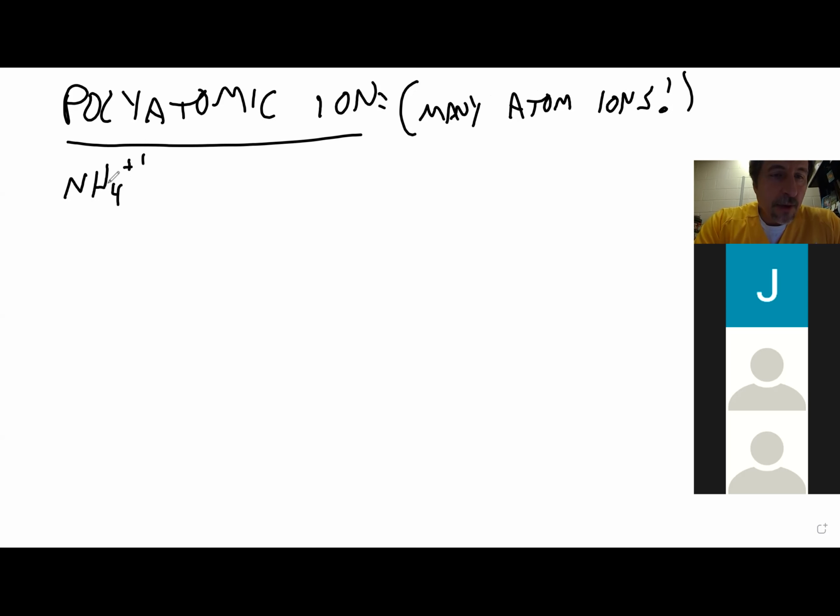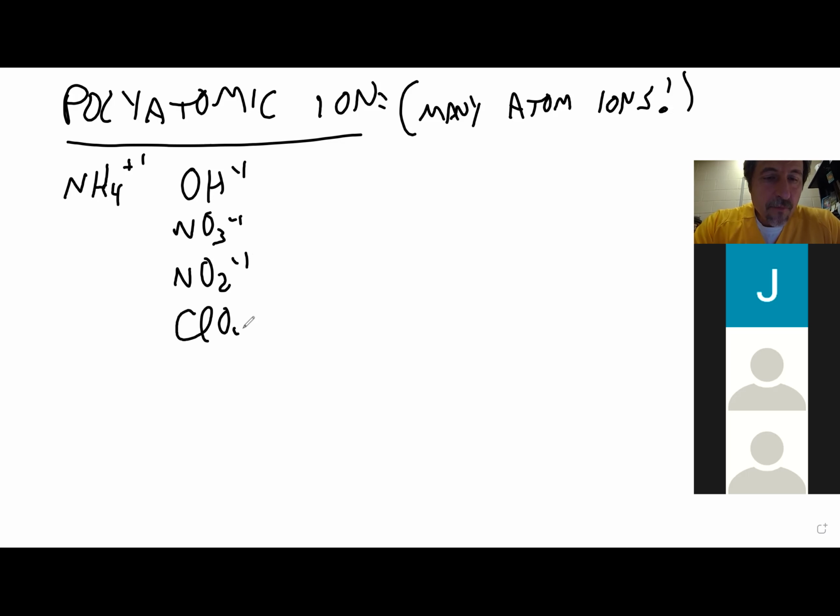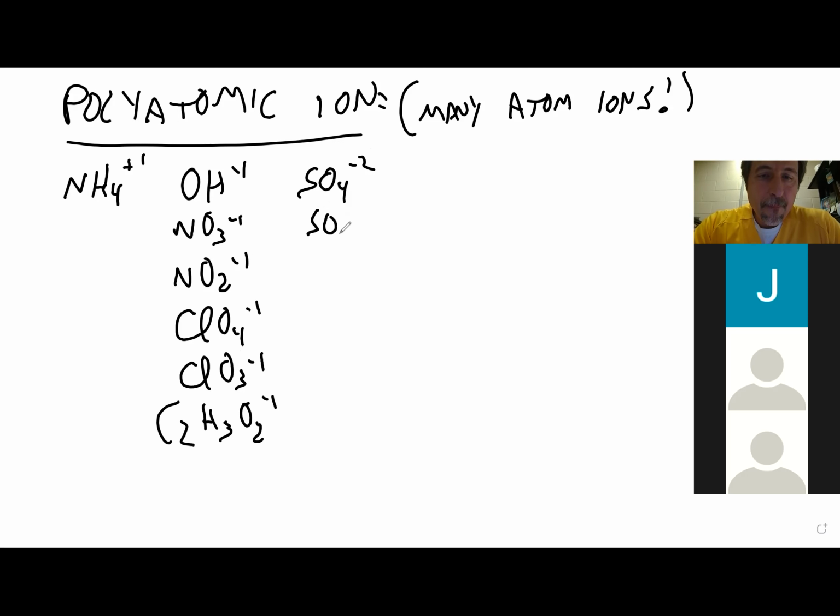NH4 likes to be a plus one. OH minus, NO3 minus, NO2 minus, ClO4 minus, ClO3 minus, C2H3O2 minus one. All of these guys like to be minus ones. All of these guys like to be minus twos. There's many, many more ions. These are the ones that we have you looking at and using the most.